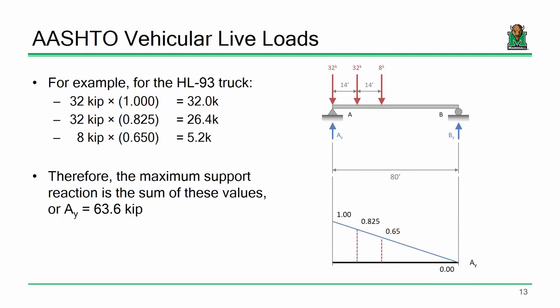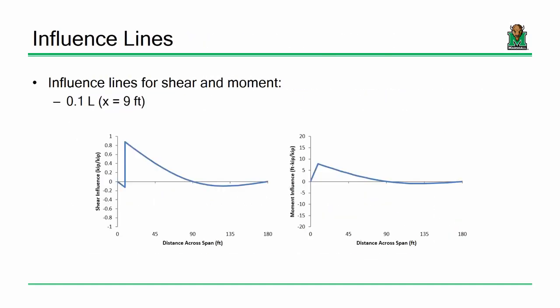Here is our example for support reactions. It made sense that if I'm trying to maximize the support reaction at A, I'm just going to throw all that load all the way to the left. Make sense? But now, this is a little trickier. Right now, I'm drawing the influence line at 36 feet. So here's my bridge, 36 feet from the left support. That's my point of interest.